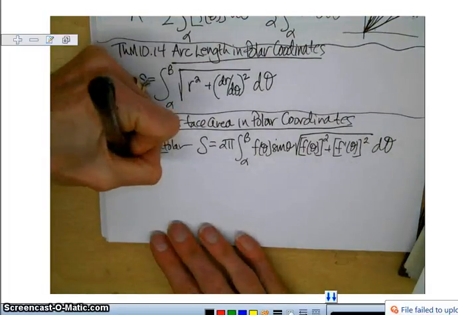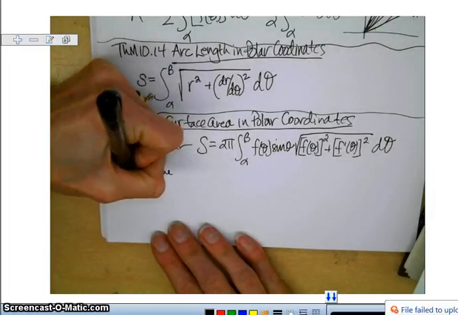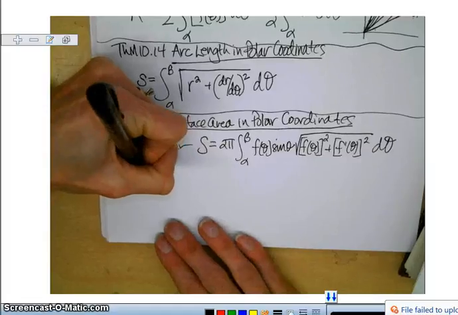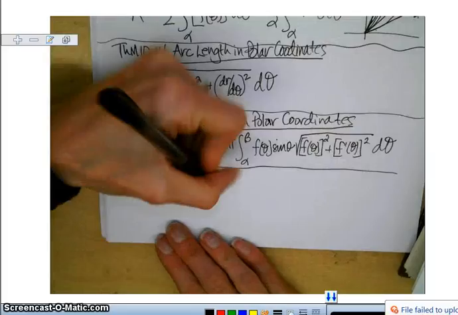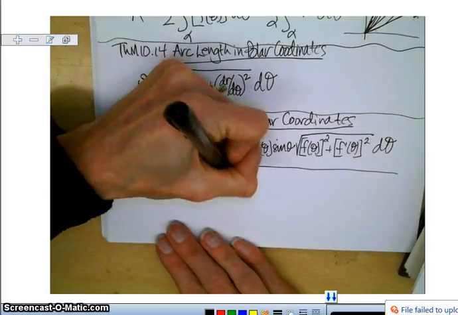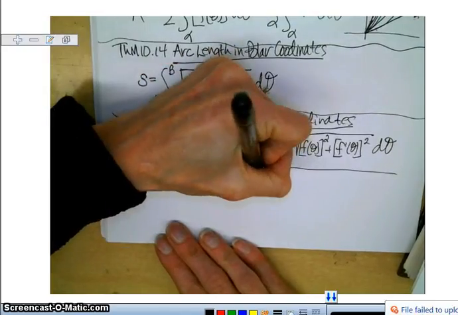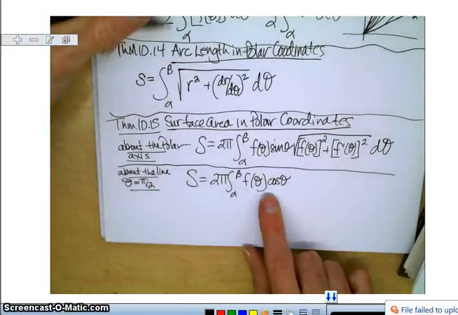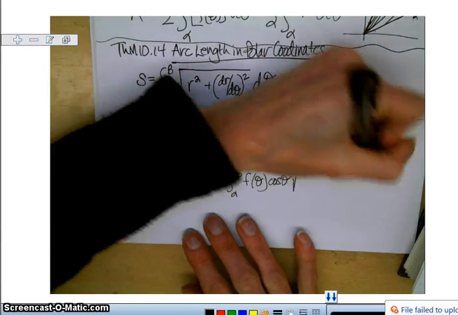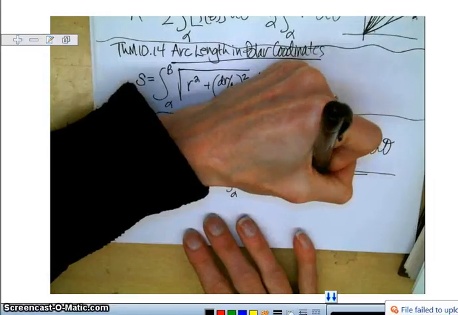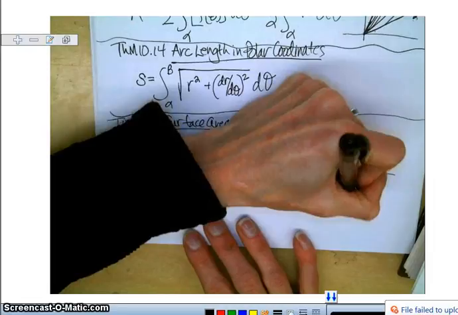And this is about the line theta equals pi over 2. That's the second formula. And that's S equals 2 pi times the integral from alpha to beta. And this time it's just f of theta cosine theta, the x part, times the square root of f of theta squared plus f prime of theta squared d theta.